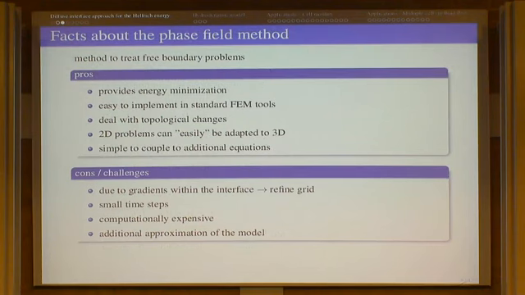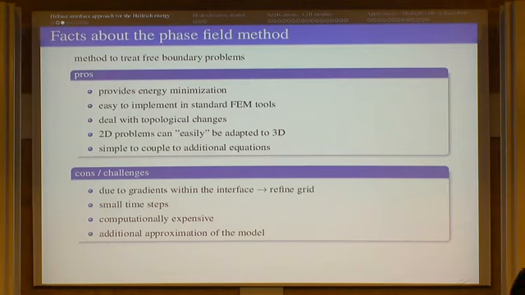Okay, here are some facts about these phase field methods. So the phase field method is a method where we can treat free boundary problems, and it has some advantages and disadvantages. For example, we construct our models from an energy minimization approach. It is of course easy to implement with our standard FEM tools, and we can easily deal with topological changes, and we can also extend the models from 2D to 3D without any problems, like every level set method. And of course, it is simple to couple it to additional equations.